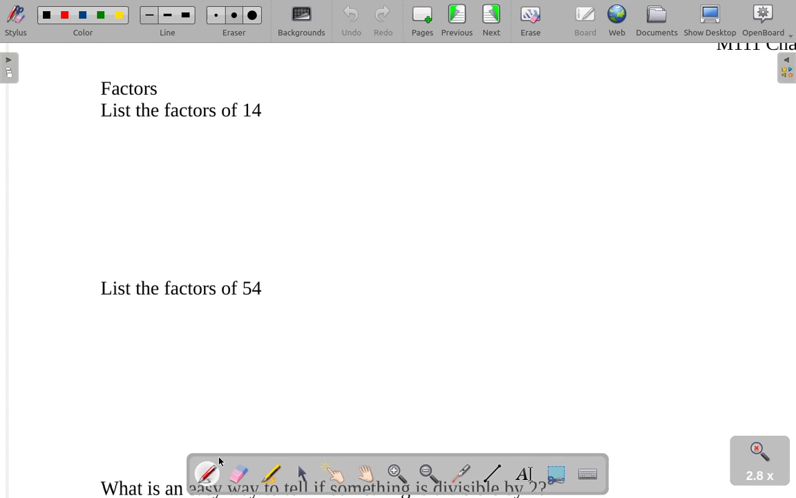Another topic that we're discussing in this section is something called factors. So the factors of a number, these are the numbers that divide evenly. All right, so 14. If I was to take 14 divided by, well, I'll do the easy one first. 14 divided by 1 works out perfectly fine. That's 14. So 1 is a factor of 14.